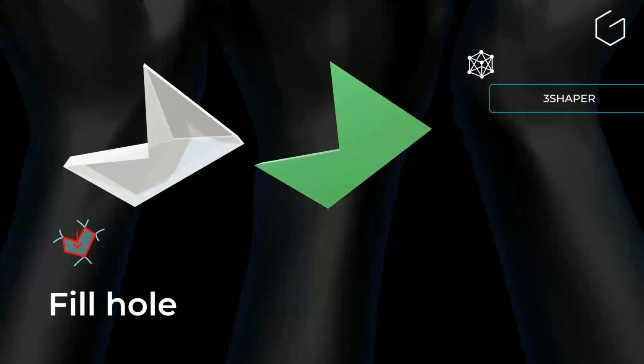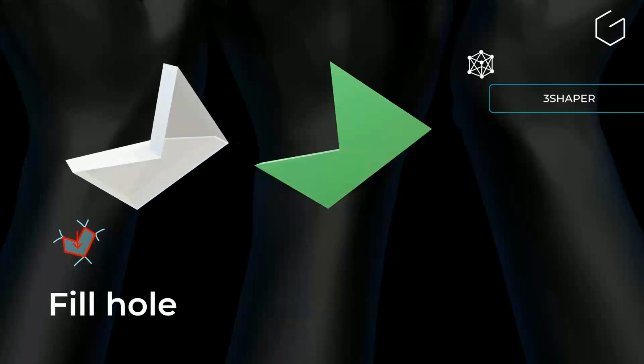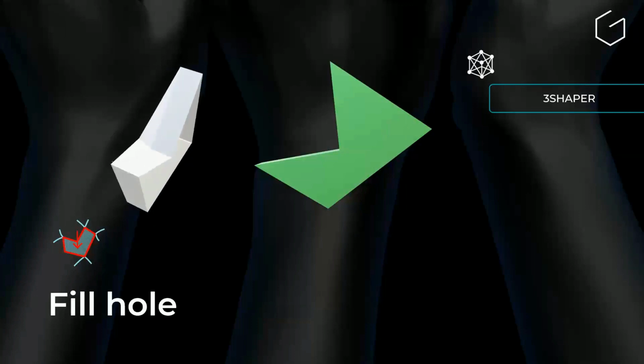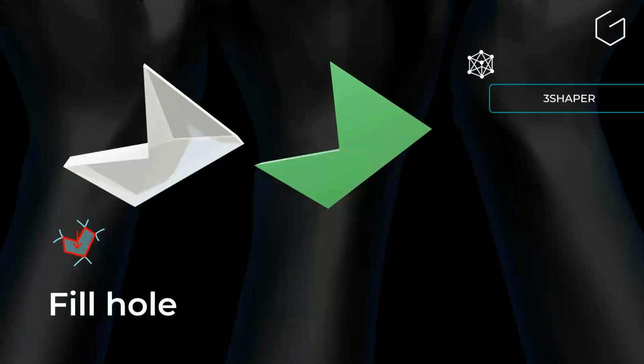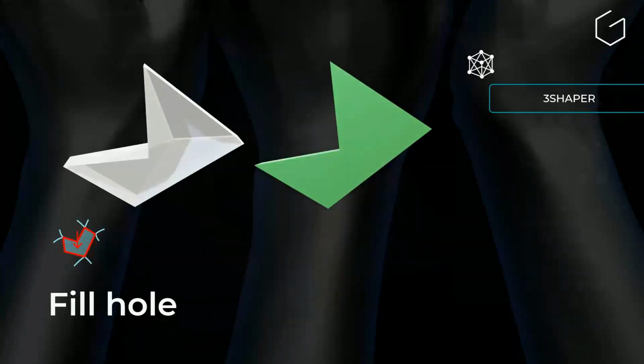Another feature we have in 3Shaper is fill hole, which allows you to fill properly some shapes which are not easy to close, especially if you want to be fast. You see that we have, for example, the two objects on this slide. This one can be complicated to close. So we developed a dedicated function.